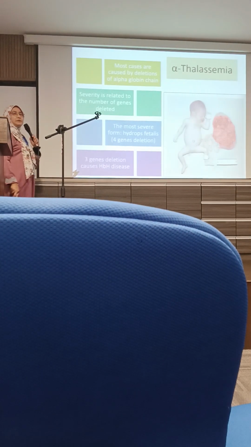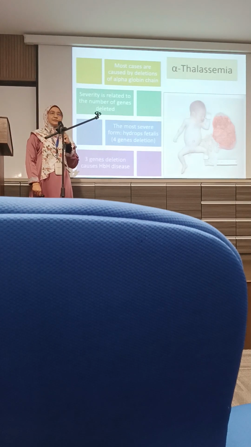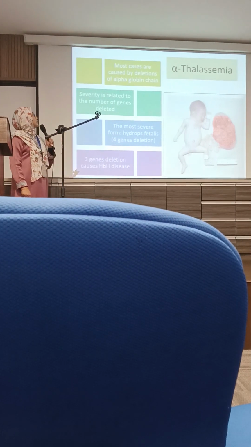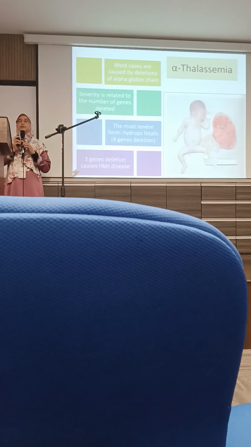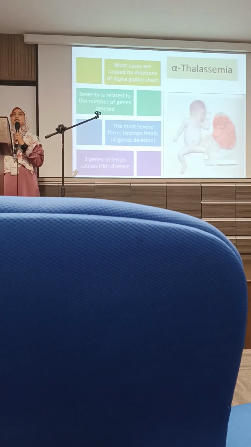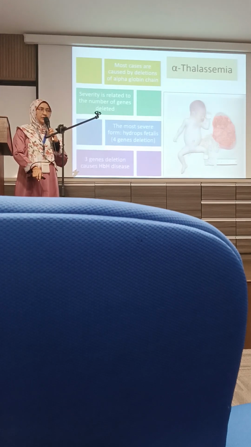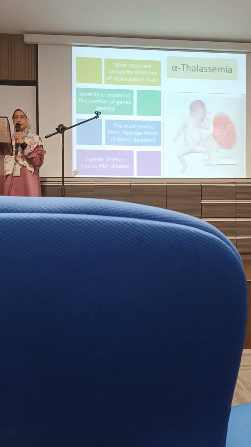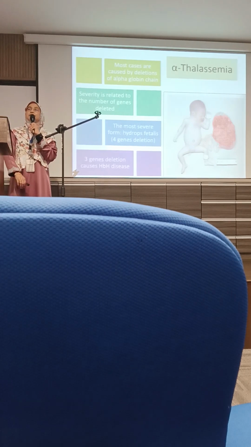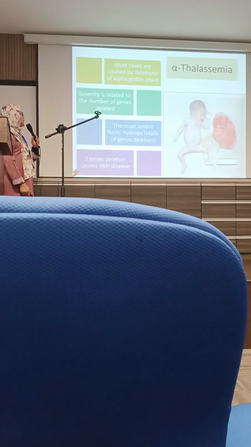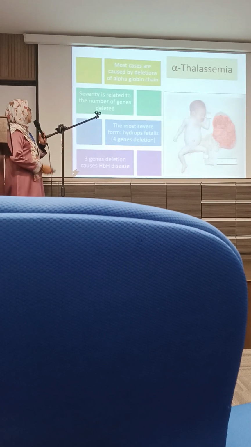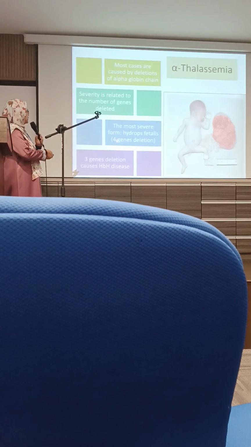Okay, clear beta thalassemia. Kita nak pergi alpha pula. Okay, now we go to alpha thalassemia. So most cases are caused by deletions of alpha globin gene. Beta tadi mutation, alpha is deletion. And the severity is related to the number of genes deleted. The most severe form is when you have 4 genes deletion, you will have hydrops fetalis.